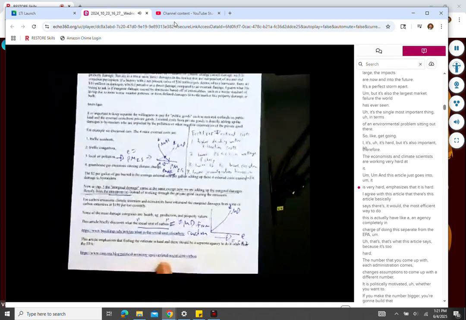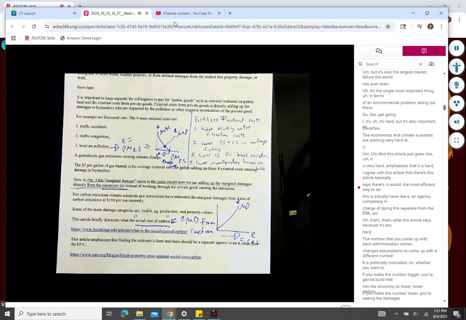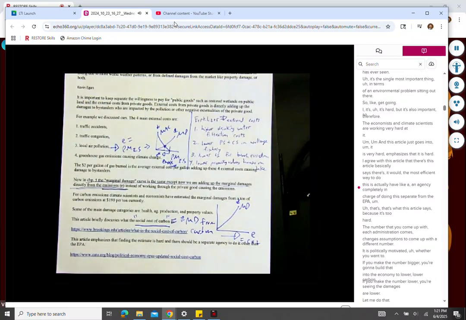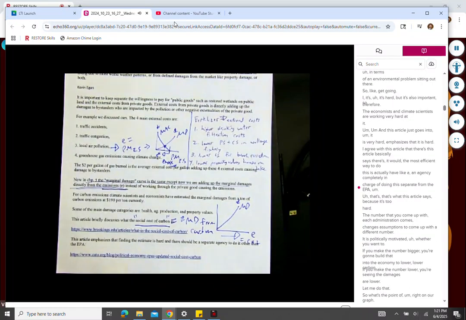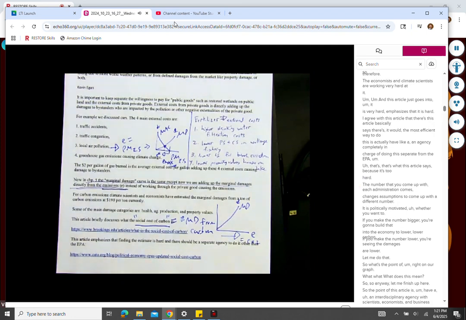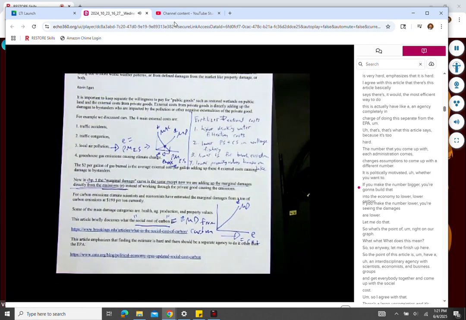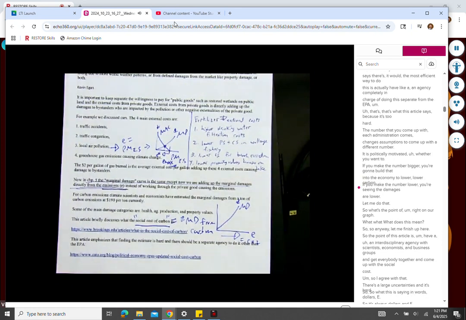And this article just goes into how very hard it is. It emphasizes that it is hard. I agree with this article. This article basically says the most efficient way to do this is to have an agency completely in charge of doing this, separate from the EPA. That's what this article says, because it's too hard. For the number that you come up with, each administration changes assumptions to come up with a different number. It is politically motivated. If you make the number bigger, you're going to build that into the economy to lower carbon. If you make the number lower, you're saying the damages are lower.